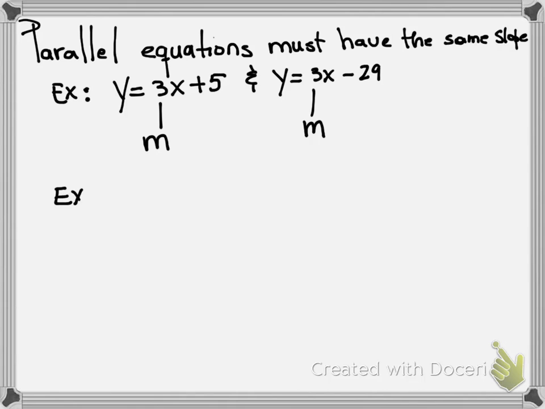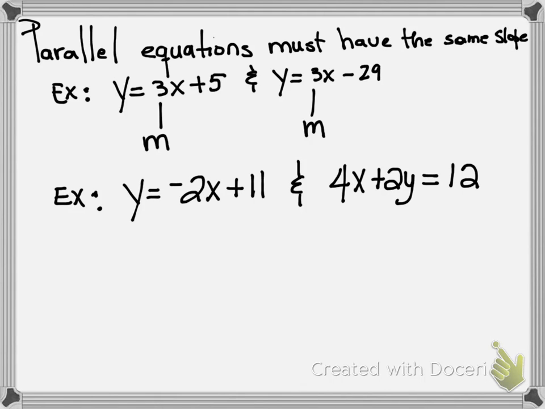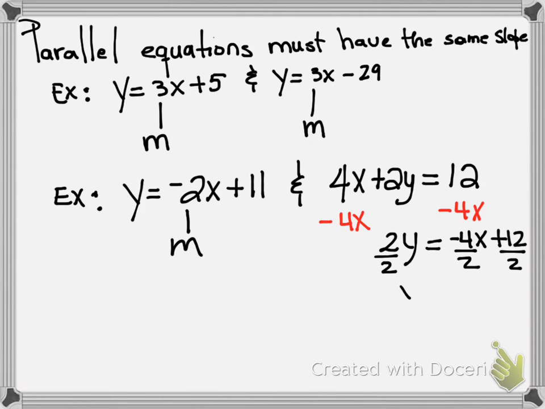Now, let's look at another example. We have y equals negative 2x plus 11 and 4x plus 2y equals 12. Ladies and gentlemen, the second equation may not look so, but in order for us to find out what the slope is, we must isolate y. We know the slope for the first one is negative 2, and once we isolate y in the second equation, we find that the slope is also negative 2.